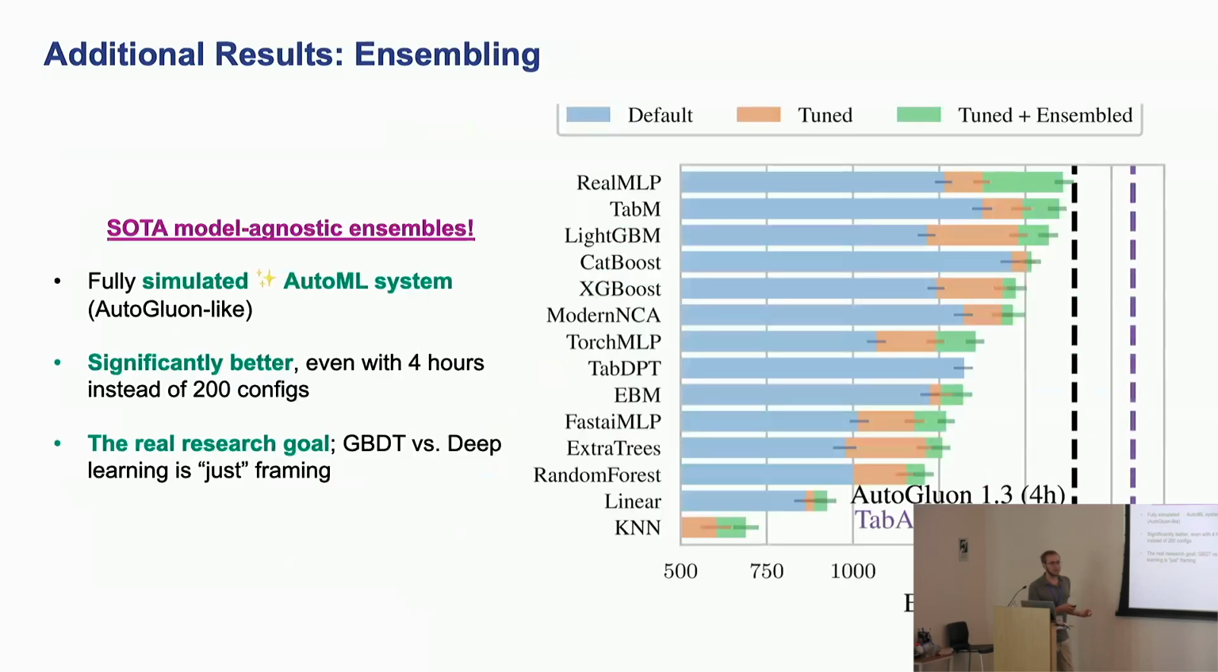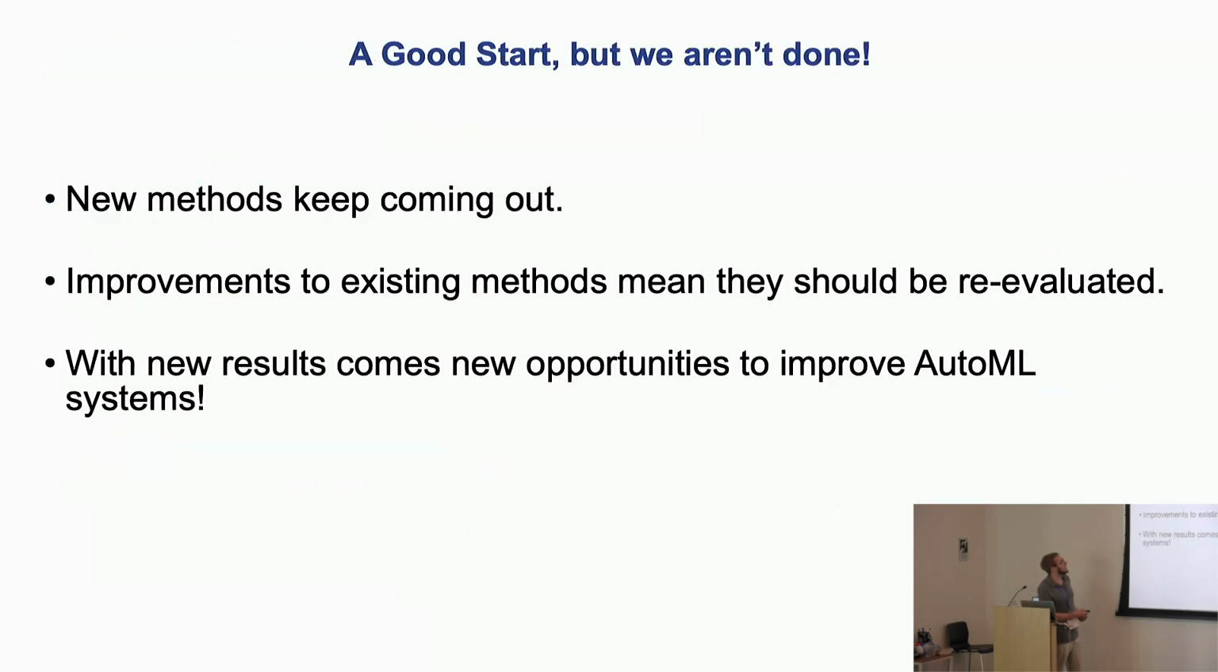And again, with the simulator, we can simulate portfolios of models that can outperform AutoGluon here or in anything, by mixing the families together in this simulation. So what is the end state of this? Again, this is a good start, but we aren't done.